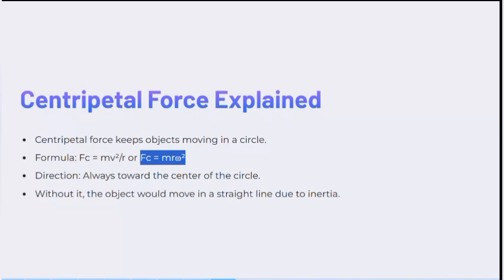Remember the formula v equals r w, the relationship between linear velocity and angular velocity. This is the formula they used to get that relationship. How did they get it? Since Fc is equal to this and Fc is also equal to this, they just equated both of them. If this is equal to this and this is equal to this, that means this one will be equal to this one.